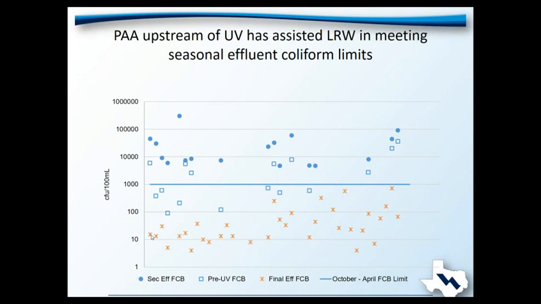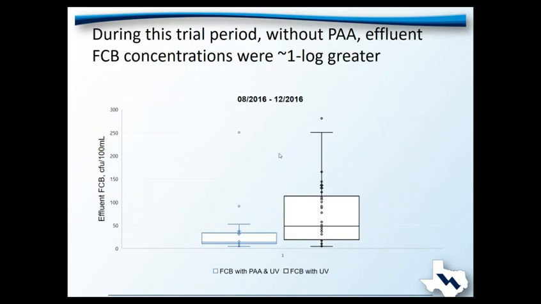And so overall, when we go down the graph here on the log scale, we see even greater disinfection, as we might expect from the application of PAA in conjunction with UV. The final fecal coliform bacteria counts are the orange X's on the bottom. In all cases, they were well below their seasonal limits, even though the water temperature conditions would not necessarily be conducive to high levels of disinfection.